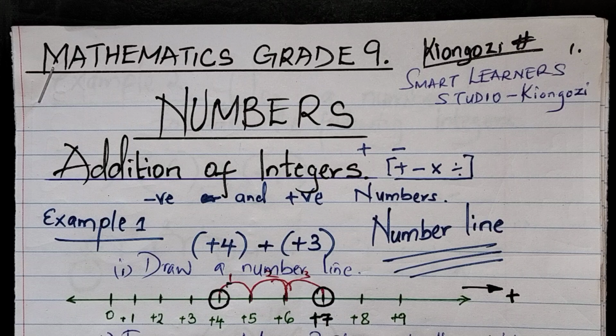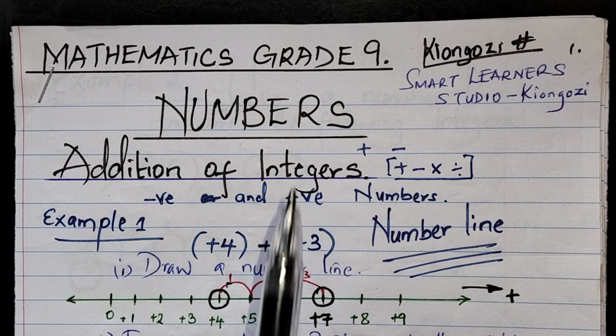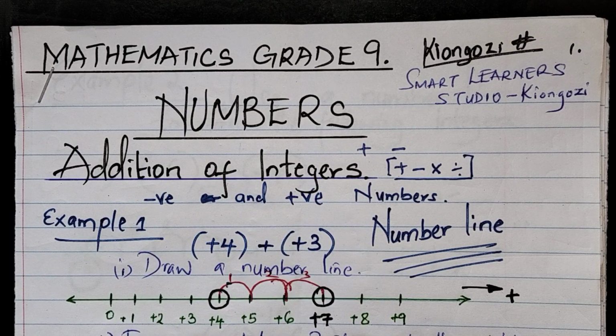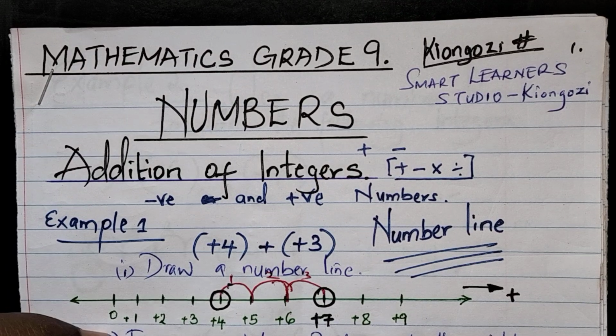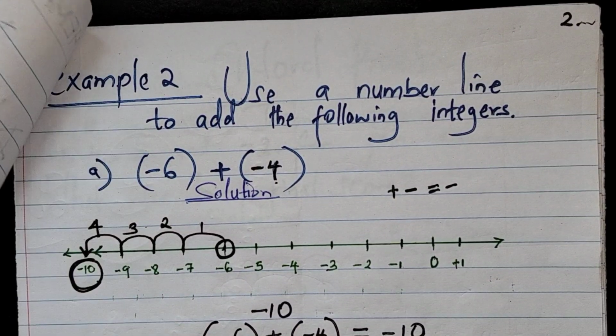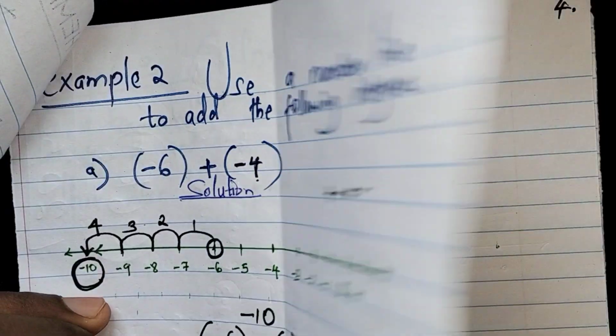Yesterday I taught you how to add integers, addition of integers by use of a number line. We gave quite a number of examples, and today we are going to do something different, and that is subtraction of integers.